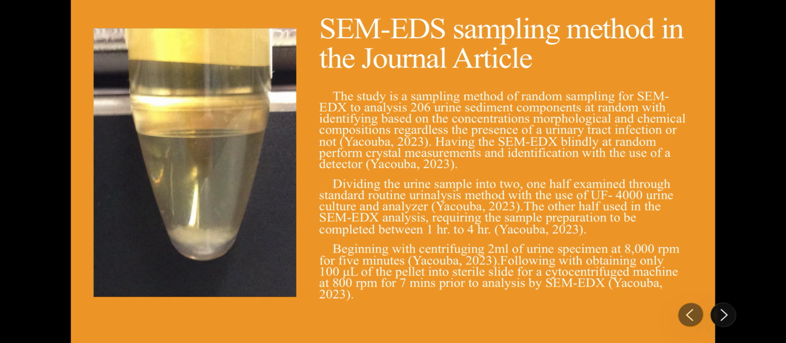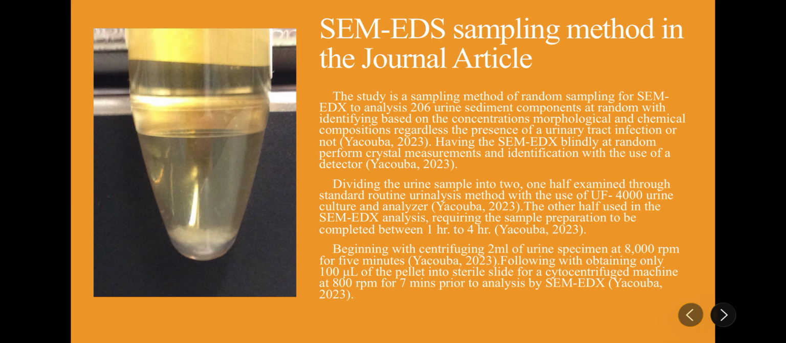SEM-EDX sampling method in the journal article. The study uses a random sampling method for SEM-EDX to analyze 206 urine sediment components at random, identifying them based on concentration, morphological, and chemical composition, regardless of the presence of urinary tract infection or not. The SEM-EDX blindly and at random performs crystal measurements and identification with the use of a detector.